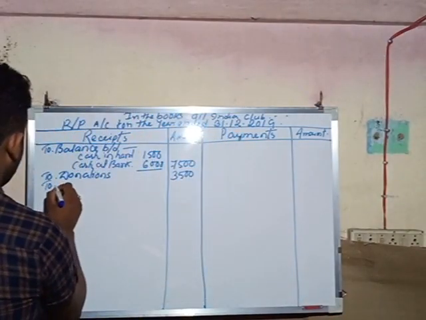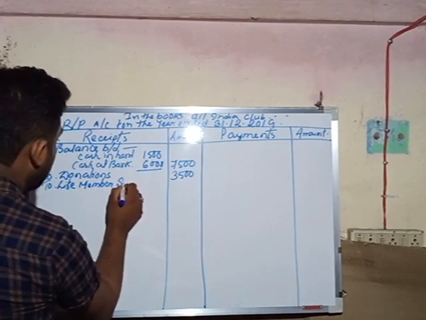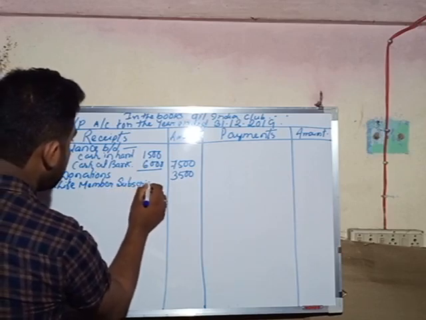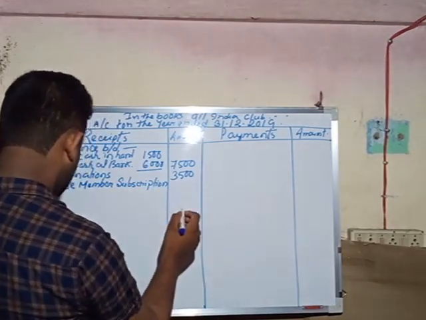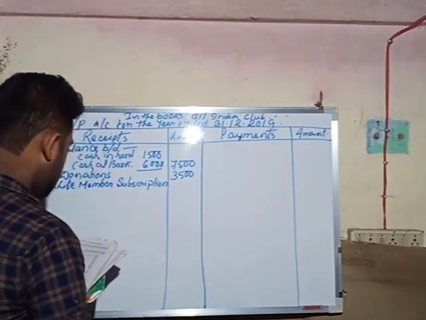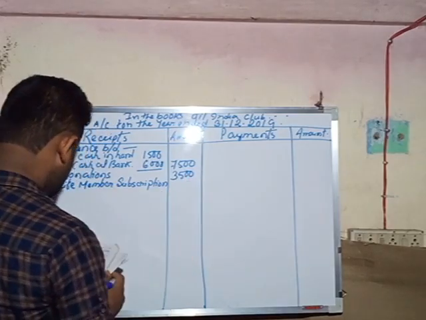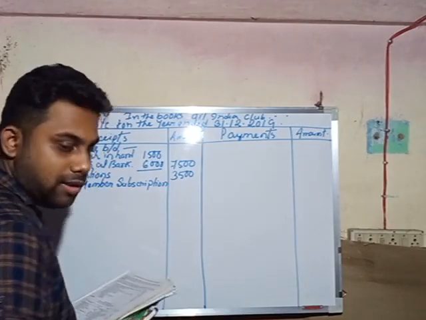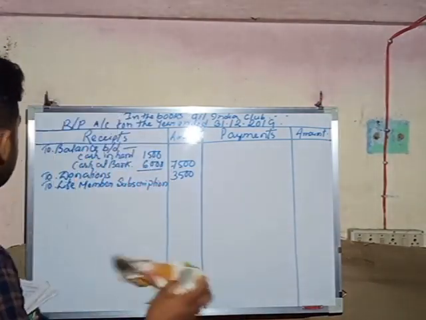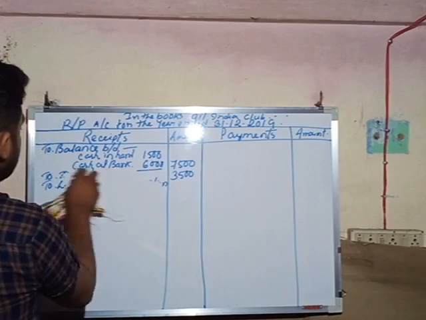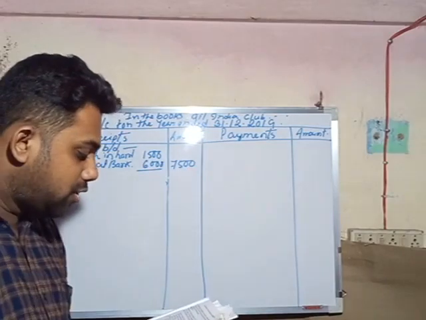So life member subscription, and the amount is, the donations, actually I missed an item. The first item is the subscription receipt.